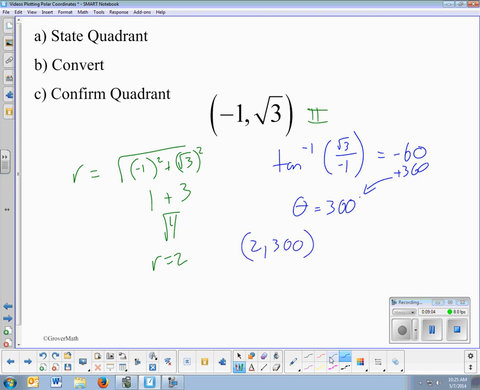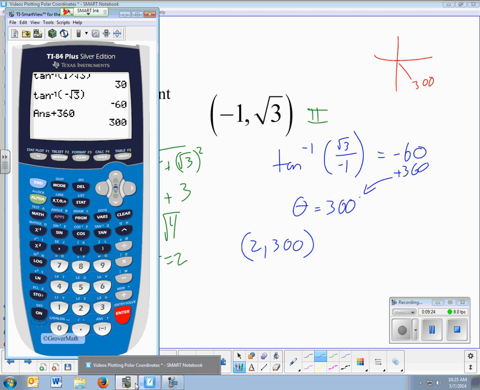But maybe you notice a problem. Is that quadrant 2? No, it is not. 300 degrees is in quadrant 4, not quadrant 2. And so this is where you have to be careful, and you have to make sure to confirm your quadrant, because the calculator doesn't really know what quadrant you're in.